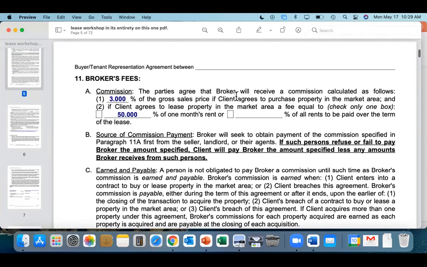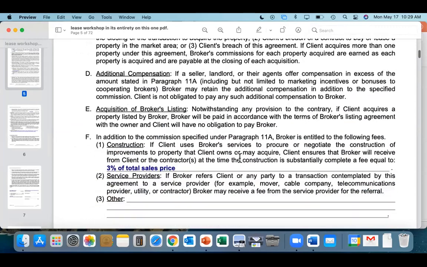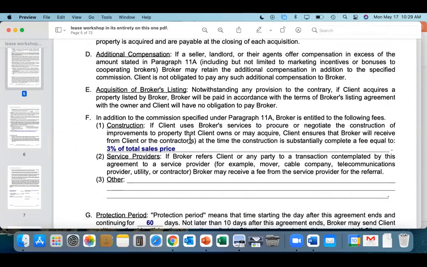3% of the gross sales price if they agree to purchase property in the market area. This one pertains to, say there's dirt, it's not listed on the MLS. They see a home builder that's building something. And so we consider that just construction. Or if it's dirt and they're paying a contractor to construct the house, we're going to want to get paid commissions on the total improvement that gets done on it.